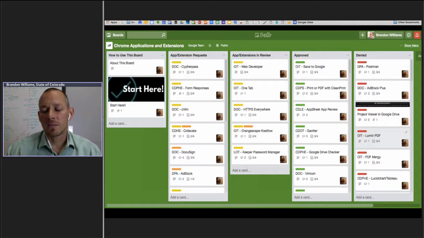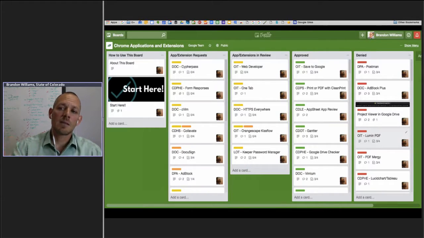I come out of emergency management, so we use fire flag colors that are coming in. So you've got app extension requests. You've got ones that are currently in review, you've got ones that have been approved, and you have ones that have been denied. And so our users can click on each of these cards and get detailed information at every step of the process, as well as what the final analysis was. And in the denied column, we do provide information regarding alternatives that we've identified in the research.